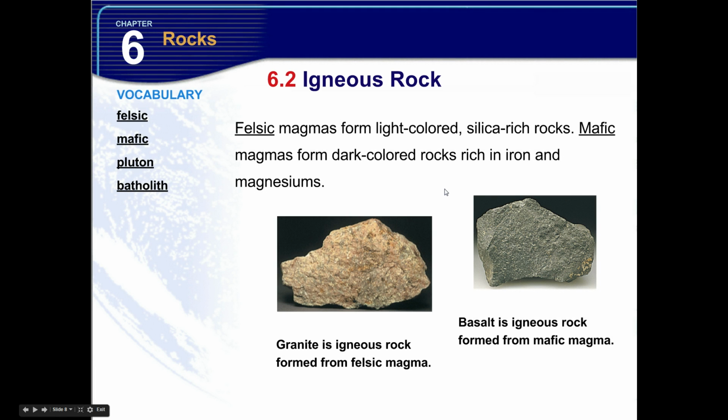Now felsic magma forms light-colored, silica-rich rocks. The mafic magmas form dark-colored rocks rich in iron and magnesium. So you can see here's a granite. This is a very common type of igneous rock. This is from felsic magma. Basalt, which is found in great amounts on the bottom of the ocean floor, this is basalt. This is a mafic magma. You can see the dark color, rich in iron and magnesium, in this one.